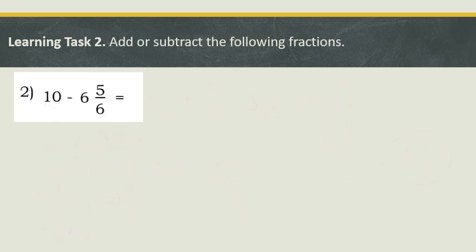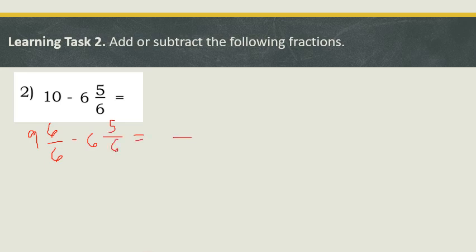Okay, number 2. So, we have 10 minus 6 and 5/6. So, yung 10, wala siyang fraction. Kailangan may fraction siya para ma-minus natin dito. So, maghihiram tayo sa 10. So, siya ay magiging 9 and 6/6. Bakit 6? Kasi 6 pa ang denominator ng isa, yung kabila. Then, minus 6 and 5/6.